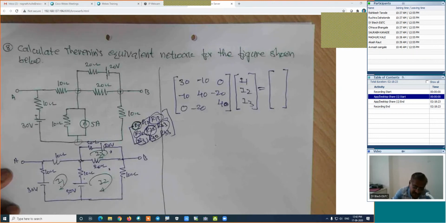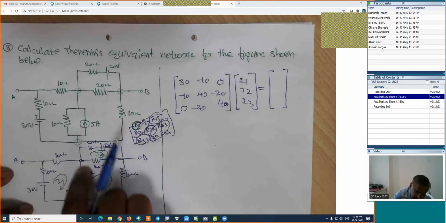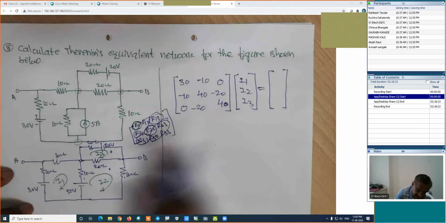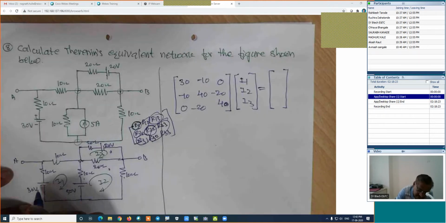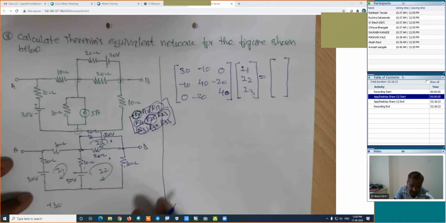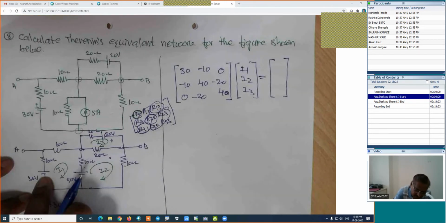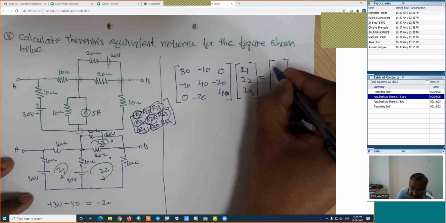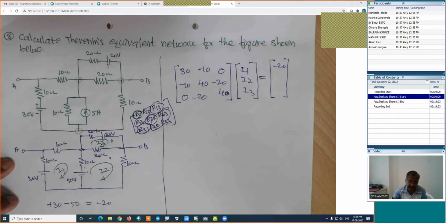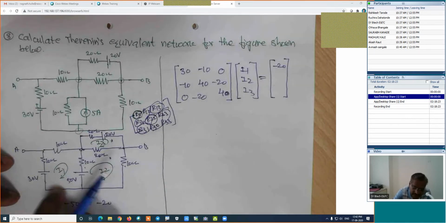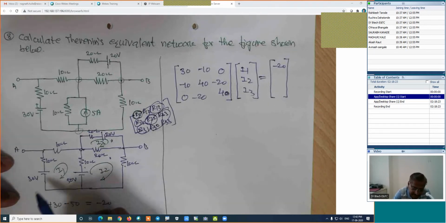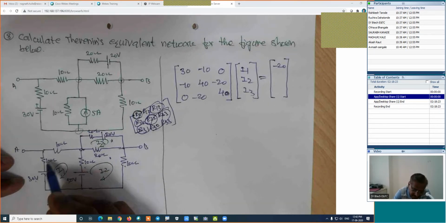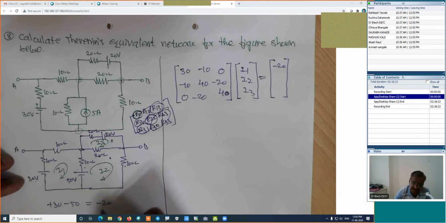Now look carefully. If we are traveling with the direction of the current, how much is the value? I am finding this value. If we are traveling with the direction of the current, this value will be plus 30. Is it right? Then positive to negative, which is minus 50. How much is the resultant? Minus 20. This first constant is minus 20. Are you getting me? If we are traveling with the direction of the current, look at the number of sources we have. Negative to positive plus 30, then positive to negative minus 50, resultant is minus 20.